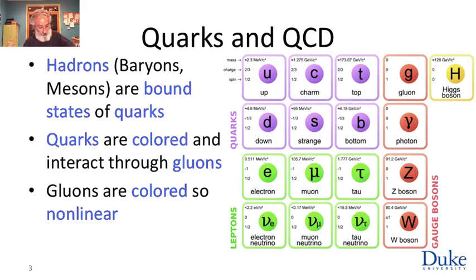I would point your attention to their charges. The charges are somewhat strange. The up, charm, and top quark have a charge of 2/3. The down, strange, and bottom have a charge of -1/3. Who ever heard of a particle with 1/3 of the electron charge? Nobody, for good reason. There are no particles in nature with fractional charges.